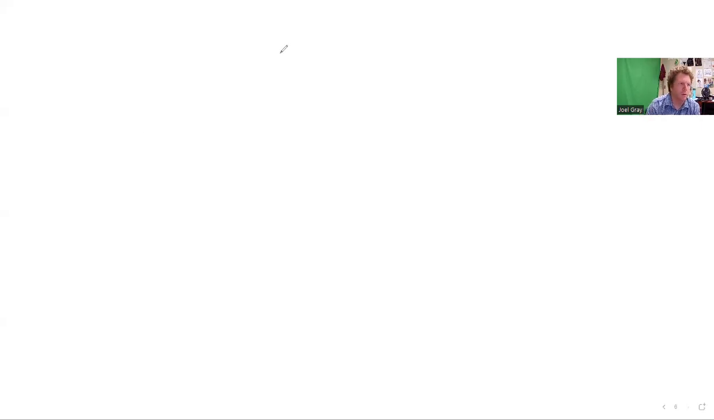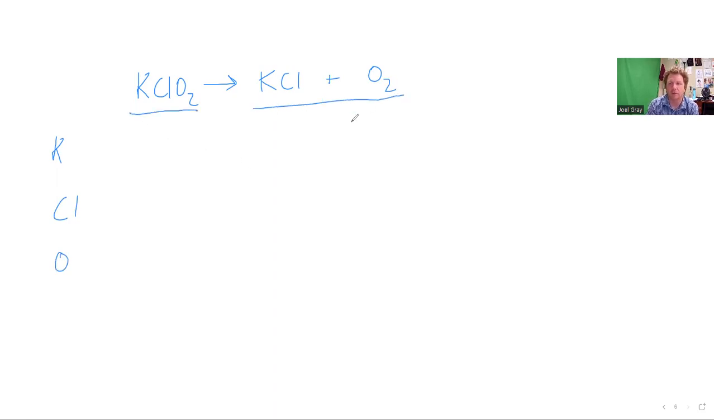Now, the next question that I want to go over is question number 20 from chapter 4. This question gives us a simple balanced chemical reaction. It says KClO2 yields KCl plus O2. And it asks us for the oxidation numbers of potassium, chlorine, and oxygen, both on the reactant side and the product side.